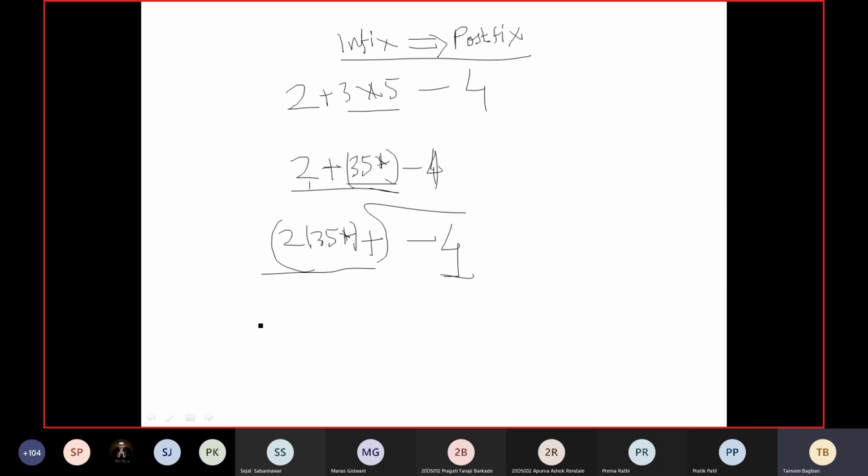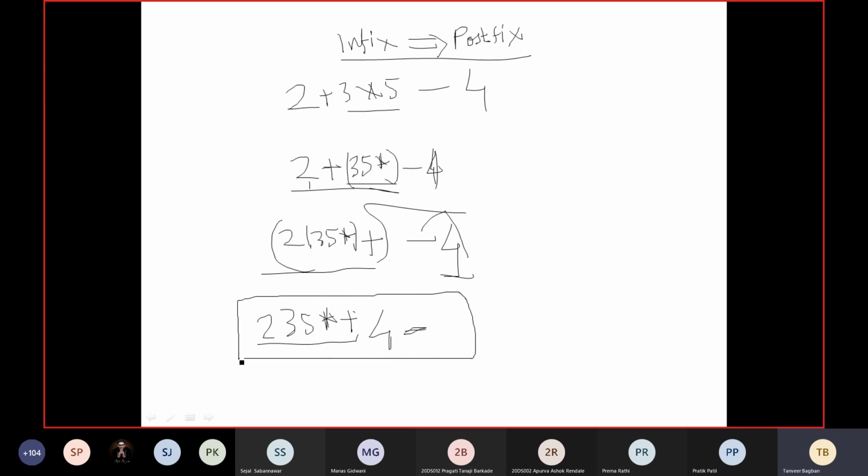So now you can remove the bracket. Now it becomes 2, 3, 5 multiplication and plus. So this is one operand, and this is another operand 4, and minus is taken out. So now this becomes the postfix expression for this infix expression.